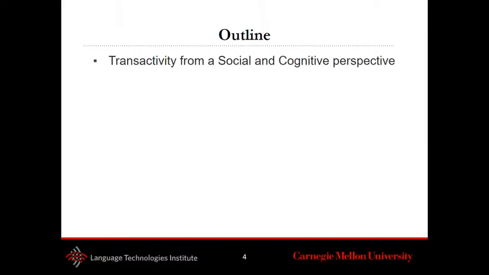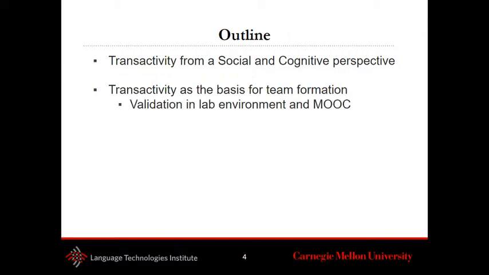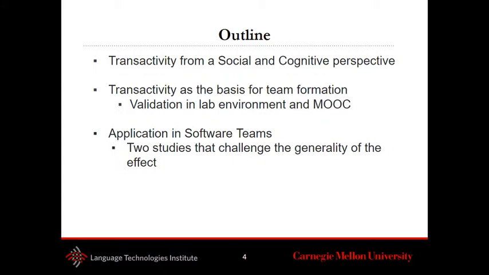So we're going to talk about a construct which many of you are probably familiar with called transactivity that grows out of a Piagetian learning framework. And we're going to talk about its social and cognitive underpinnings and how that motivated the development of an automated team formation strategy. We'll mention briefly that this has been validated both in a lab study and in a massive open online course. But then we're going to talk about testing the generality of those findings in software teams. And as I mentioned, in a formal learning setting with the goal of eventual application in the workplace. And these two studies both challenge the generalization of that effect.